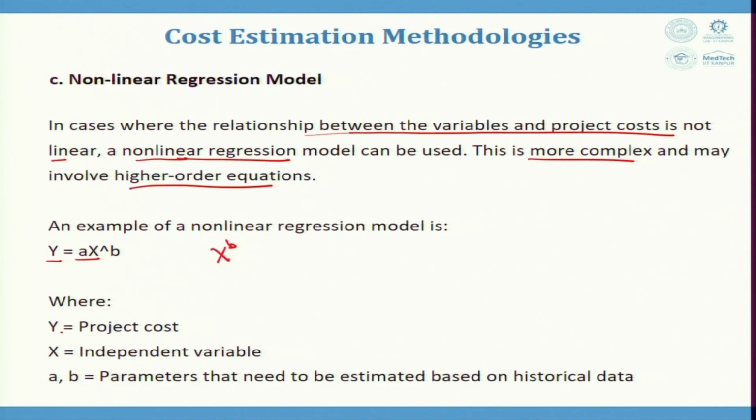So, where y is equal to project cost, x is equal to independent variables, and a and b are the parameters that need to be estimated based upon the historical data. So, this is one of the nonlinear models. There could be multiple nonlinear models.